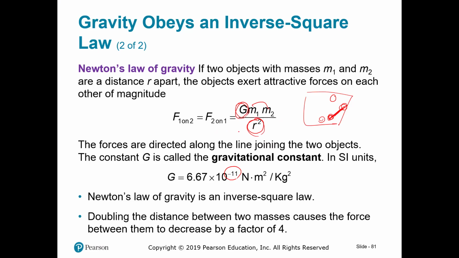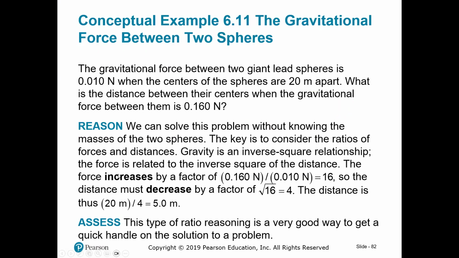So again, what I want to say here is this gravitational force is everywhere. In other words, you are attracting me toward you, and I'm attracting you toward me. And at the same time, you are attracting the pencil right next to you and the laptop in front of you. You're attracting every single object around you. But we cannot feel that force because G is very small and the mass of you and the other object is very tiny. There's no way we can feel the actual force, but that doesn't mean the force is zero. For example, the gravitational force between two giant lead spheres is 0.01 Newton when the centers of the spheres are 20 meters apart.